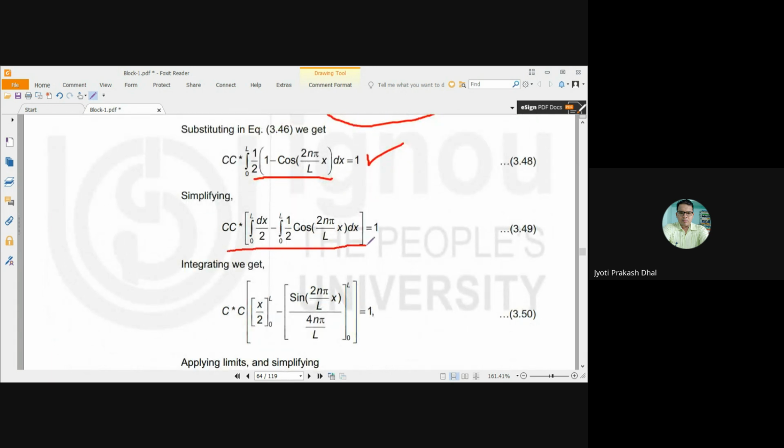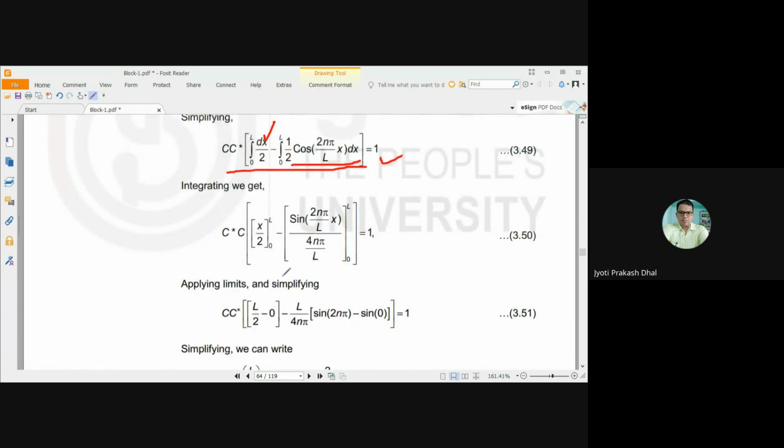Now simplifying this, we can write c star whole into integration from 0 to L dx by 2, minus integration from 0 to L half cos 2n pi x by L dx, that should be equal to 1. Now integrating, we get c star, integration of dx by 2, that is x by 2 from 0 to L, and similarly minus integration of half cos 2n pi x by L.